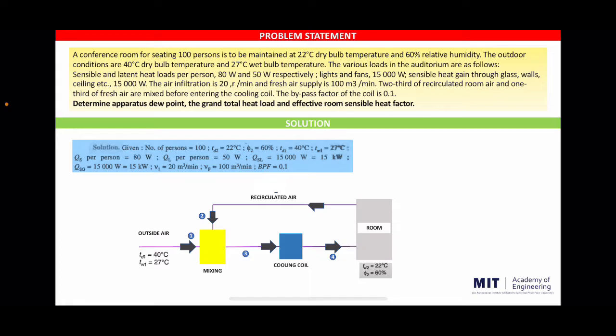Then the sensible heat per person is 80 watt and the latent heat per person is 50 watt. The sensible heat coming from lights and fans is 15,000 watts, which we can write as 15 kilowatt, and the sensible heat coming through glass, walls and ceilings is 15 kilowatt. The air infiltration is 20 meter cube per minute and Vf is 100 meter cube per minute. The bypass factor is 0.1.